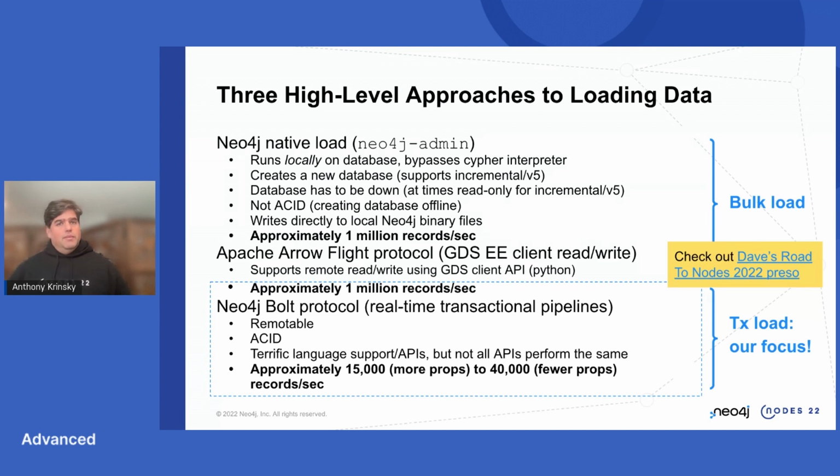So in terms of performance, what to expect? Around 15,000 to 40,000 records per second. And that depends on the size of the records. It does not depend on the size of your cluster. All writes are going through the leader node, and then they're being committed and replicated, committed to followers and replicated to read replicas. So that's it. That's what you're going to get using the Bolt protocol, and that's what we're going to describe today.